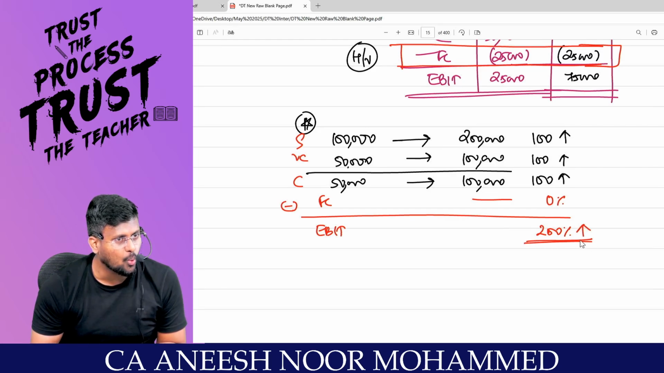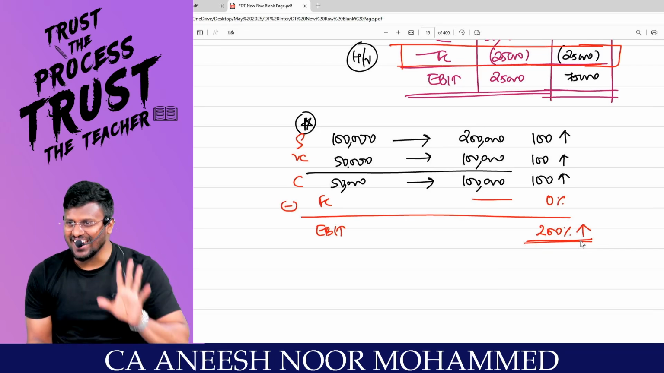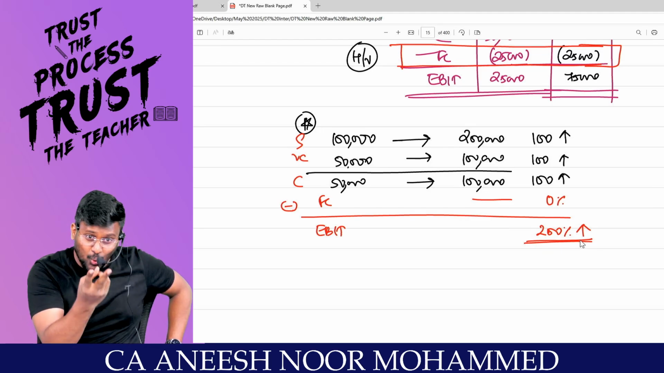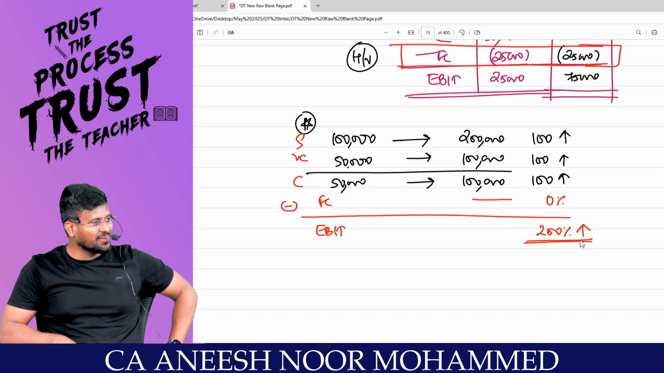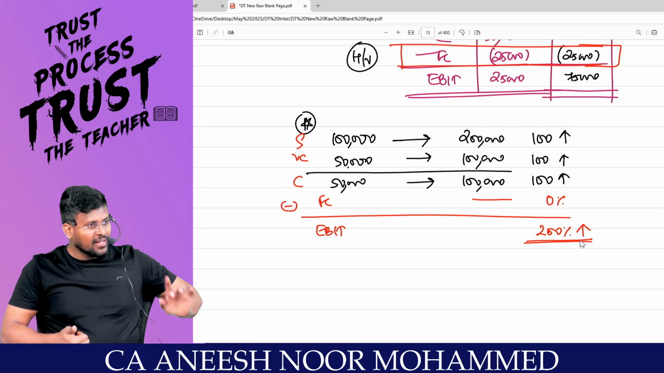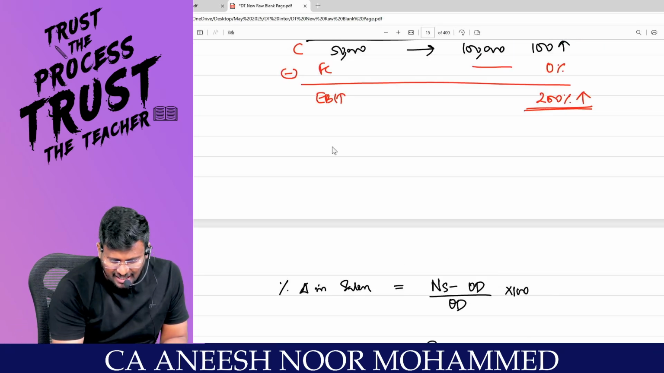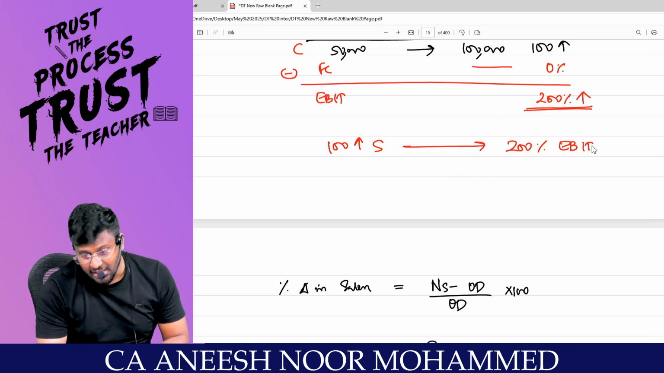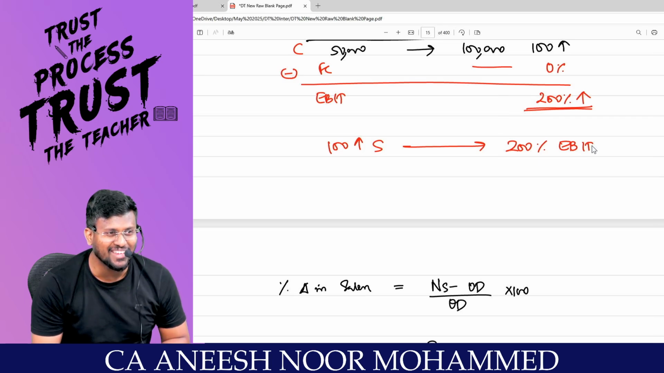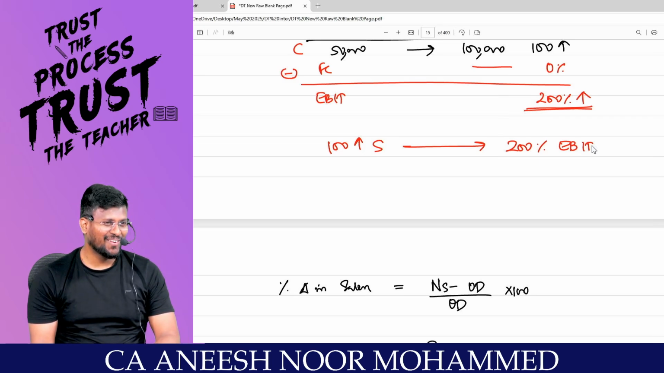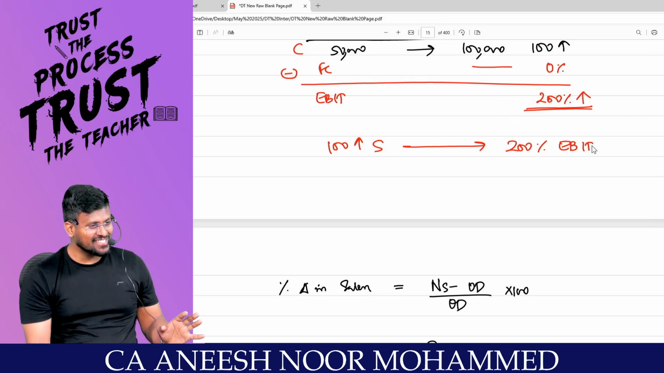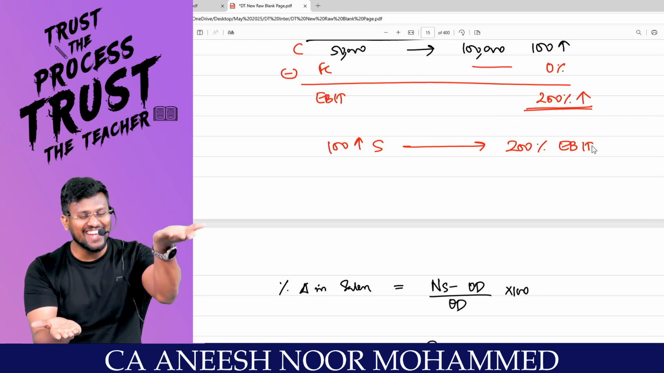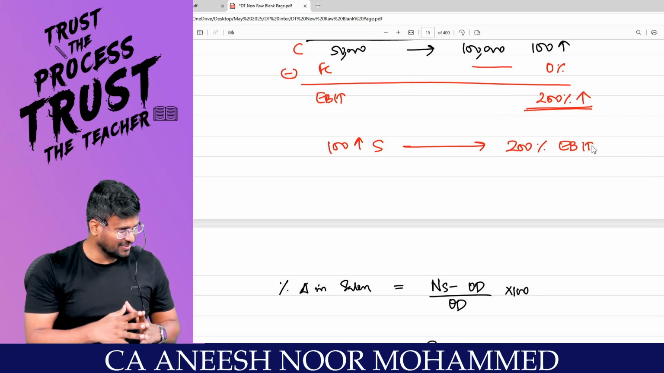This is like, wow. Because 100% sales increased, 100% variable cost increased, 100% contribution increased, whereas 200% EBIT increased. Are you all really with me? Yes, sir. So, 100% increase in sale will lead to 200% increase in EBIT. Wow. That means, sir, if there is a change in sales, we are having more proportionate change in EBIT. Is it good or bad? Good, sir. Very good, sir.